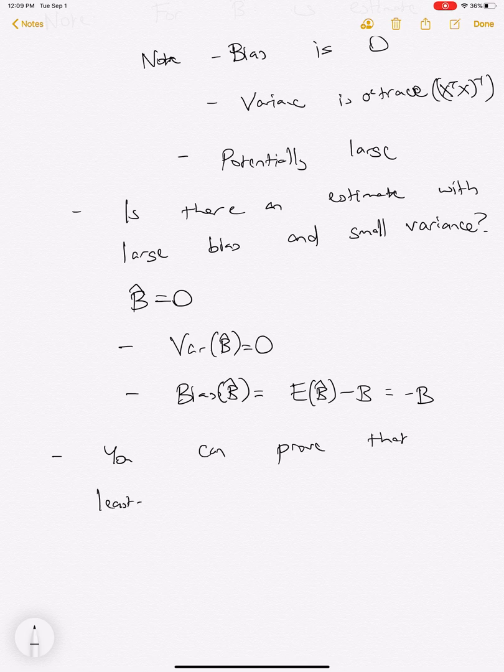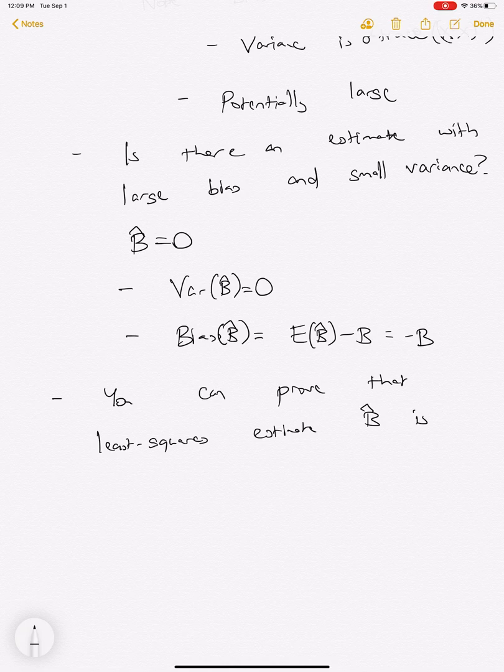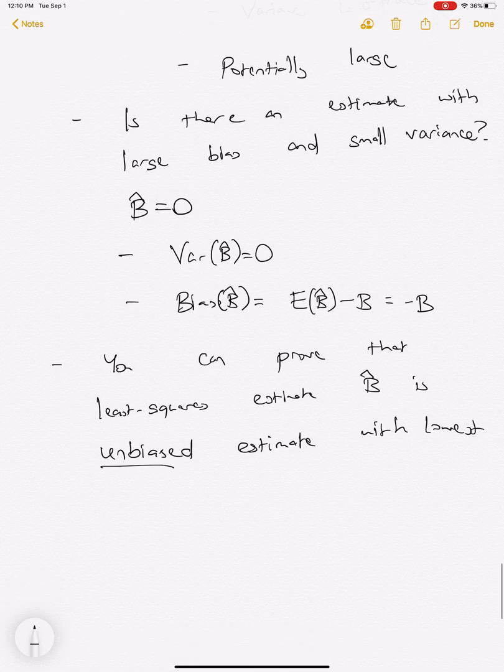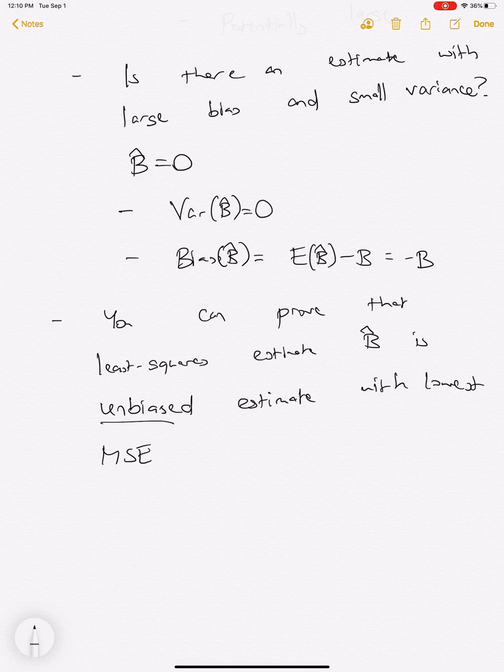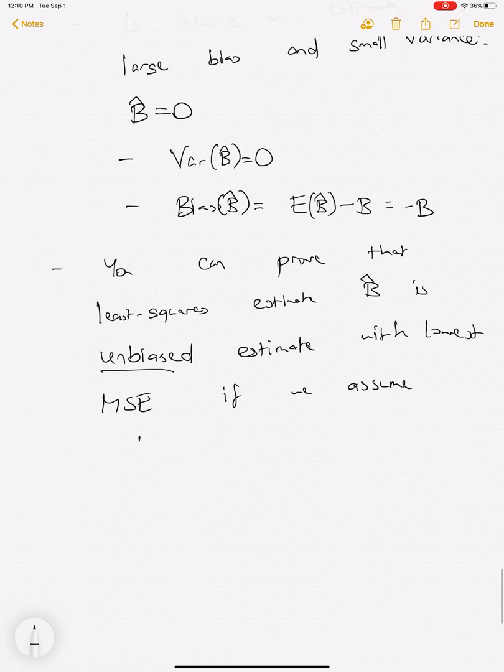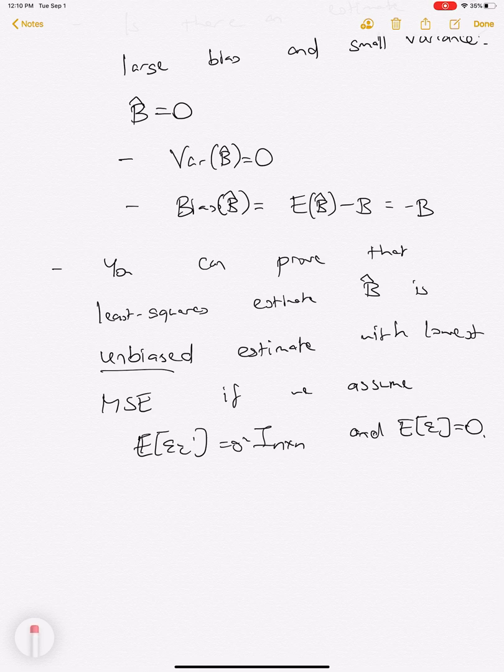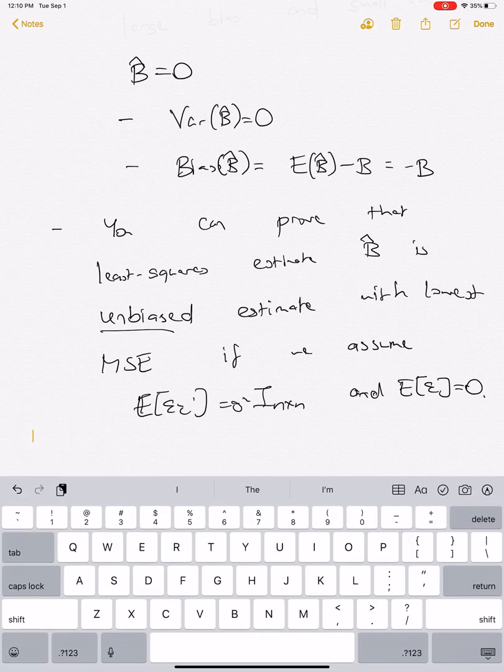Okay, and it also turns out that the least squares estimate is the unbiased estimate with the lowest MSE, if we assume, and I'll just write this out again, that E of epsilon is 0 and that we have this sort of homoscedastic noise that I spoke about.